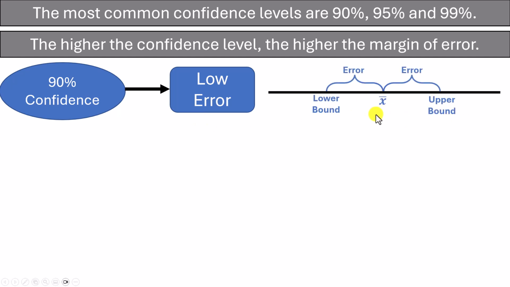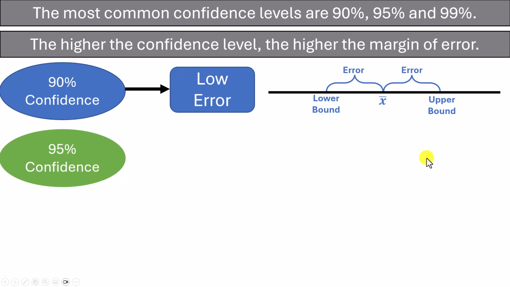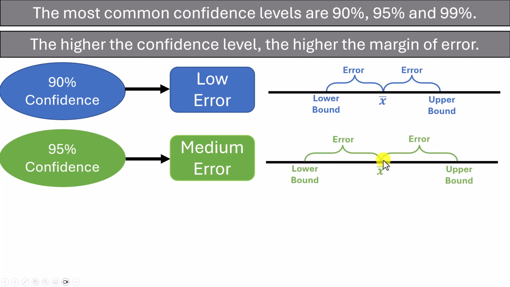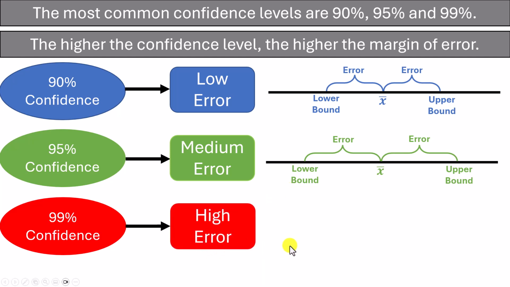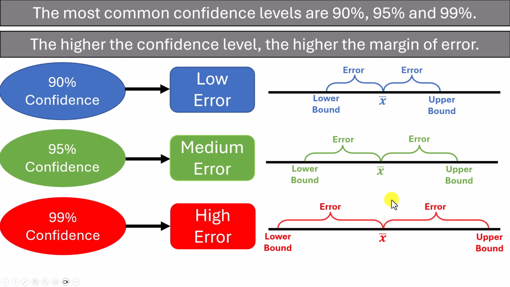We'll have our point estimate in the middle, and then a small amount of error to get to our lower bound, and then up to our upper bound. The 95% confidence interval is the most common type of confidence interval and is going to have a medium amount of error, so a little bit higher error from the point estimate to the upper or lower bound. The 99% confidence interval is the highest traditionally used confidence level percent, and therefore it's going to have the highest error. So we're going to have the largest distance from the point estimate to either the upper or the lower bound.